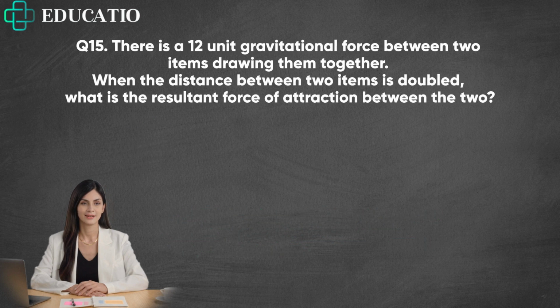Question 15. There is a 12-unit gravitational force between two items drawing them together. When the distance between two items is doubled, what is the resultant force of attraction between the two? A. 3 units. B. 6 units. C. 24 units. D. 48 units.